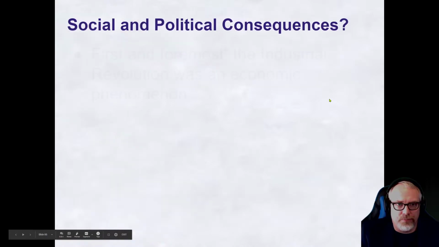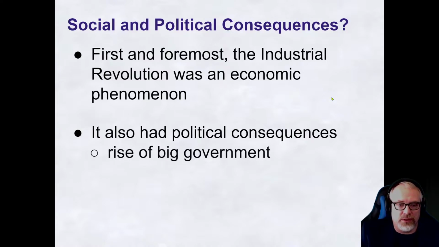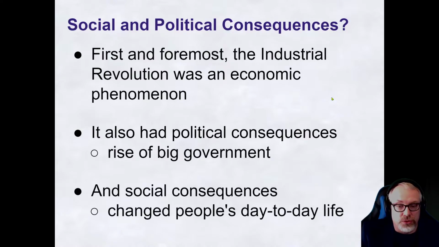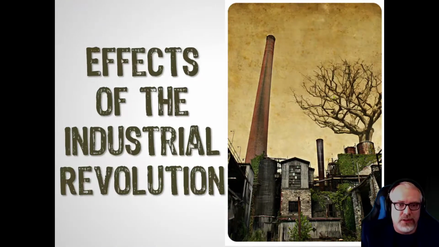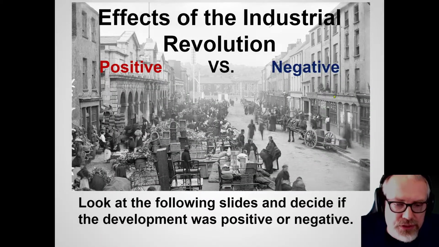All right, so first and foremost, the Industrial Revolution was an economic phenomenon, and it also had political consequences like the rise of big government, and then it had social consequences like the change in people's day-to-day lives. So the effects of the Industrial Revolution. So there's positive and there's negative.